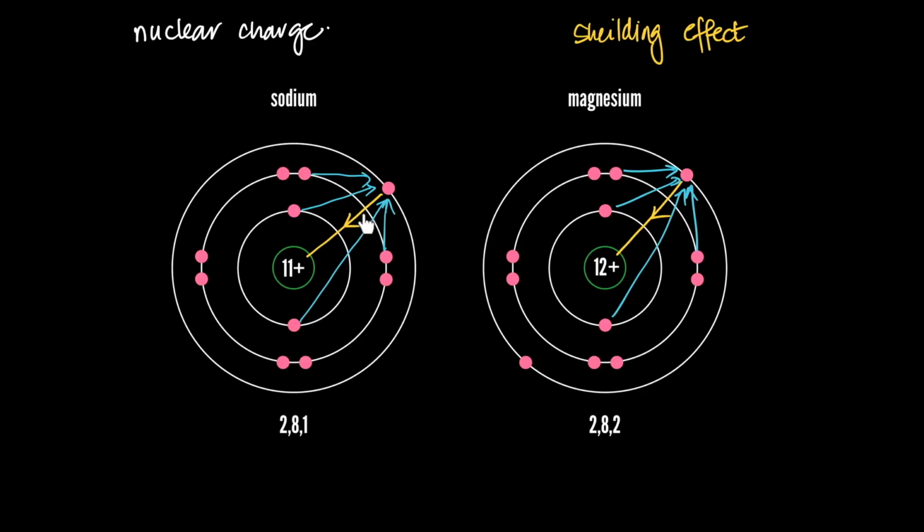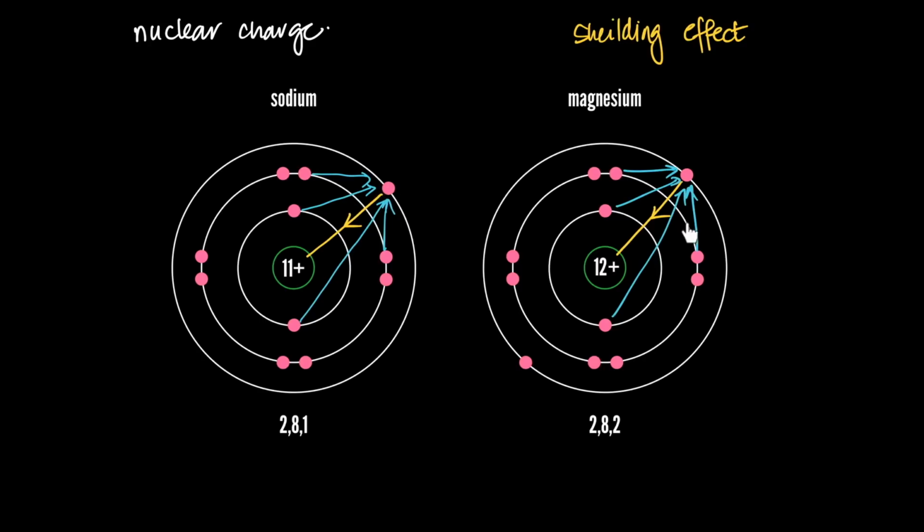There is repulsion, and that's going to decrease the attraction, and the repulsion comes from having inner shell electrons. Now if I count the inner shell electrons in sodium, you've got 2 in the first shell and 8 in the second shell. In magnesium, there are 2 in the first shell and also 8 in the second shell. Both of them have 10 electrons in the inner shells, and those 10 are repelling this outermost electron.